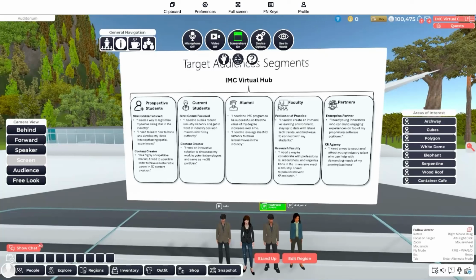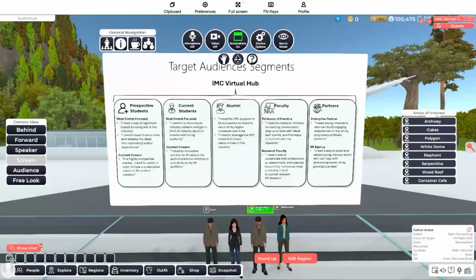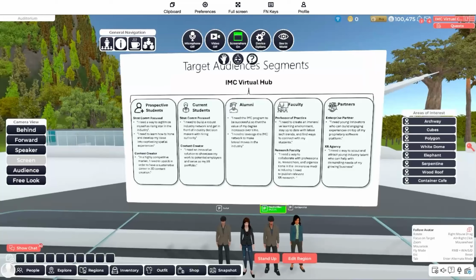The first is people who are StratCom focused, and the second category is people who we would say are content creators. And so what we've done is we've identified what the various need states are for these stakeholders at these points in time, right? So if you're a current student, something on your mind is, I need to build a robust network and get in front of industry decision makers with hiring authority. Additionally, outside of prospective students, current students, and alumni, we also have faculty, which can be thought about in 2 categories: professors of practice and also research faculty, and partners.